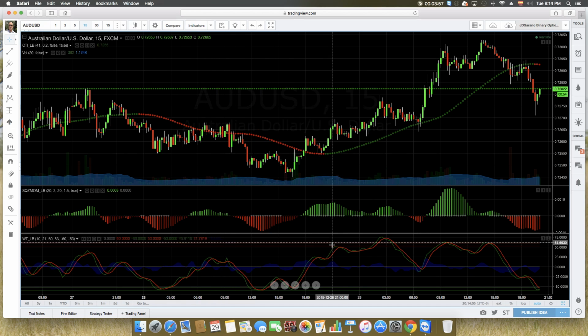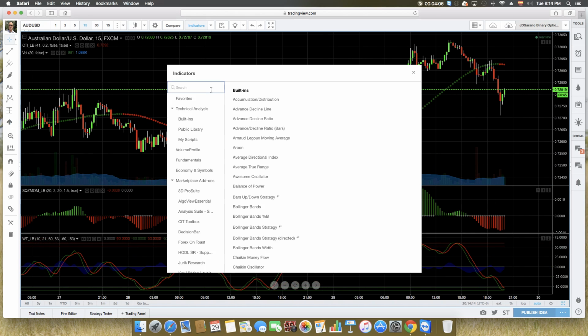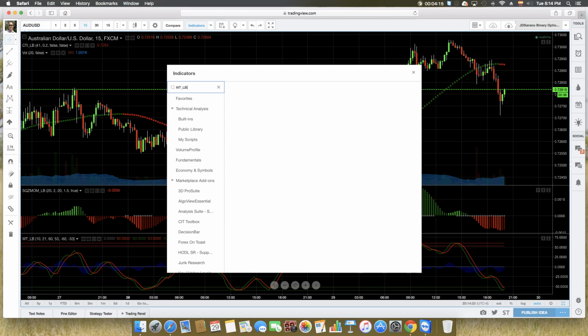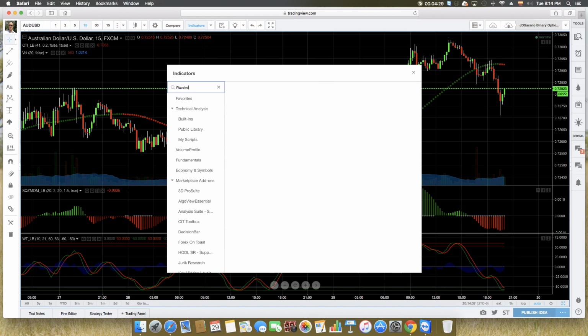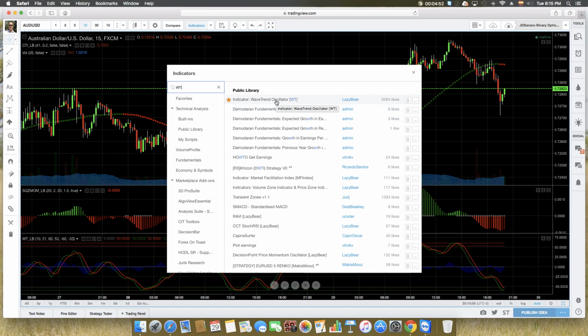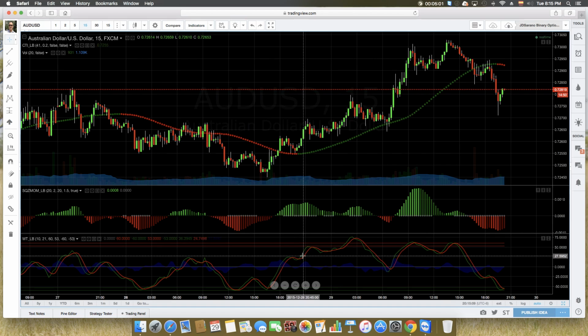And the trigger indicator is this one. Let me show you that. You can find it when you type WT. It's the wave trend indicator by Lazy Bear also. You can type wave trend, and there you have it. Not the indicator, but the oscillator, I'm sorry. It's the wave trend oscillator, the correct one, and that will show you this indicator here. Okay.